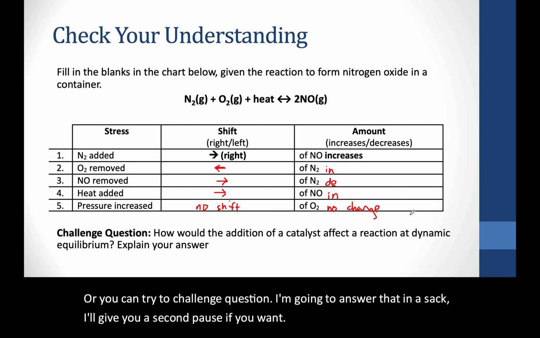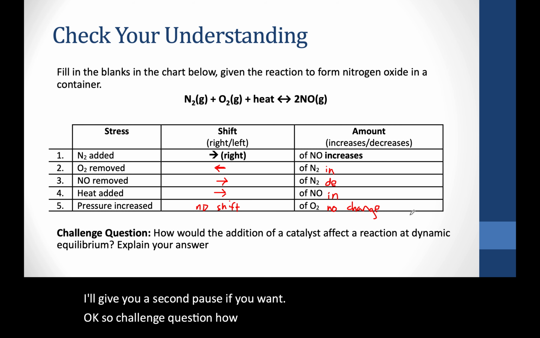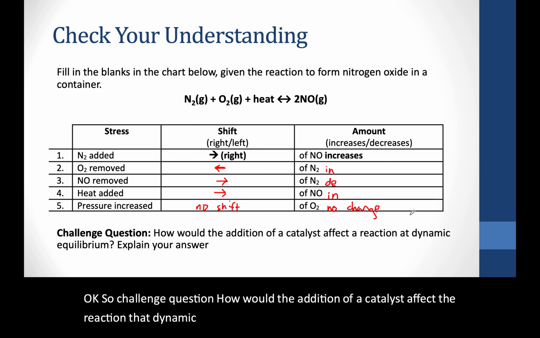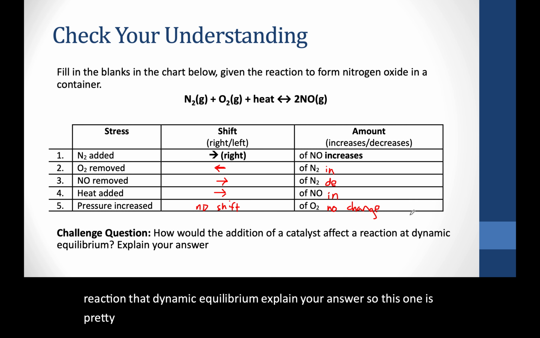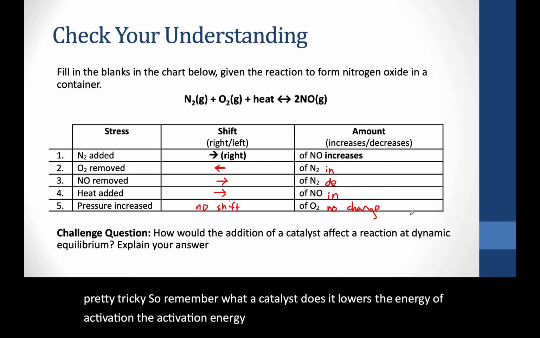Okay, so challenge question. How would the addition of a catalyst affect a reaction at dynamic equilibrium? Explain your answer. So this one's pretty tricky. So remember what a catalyst does. It lowers the energy of activation, the activation energy for a reaction. But not just the forward reaction, also the reverse reaction.